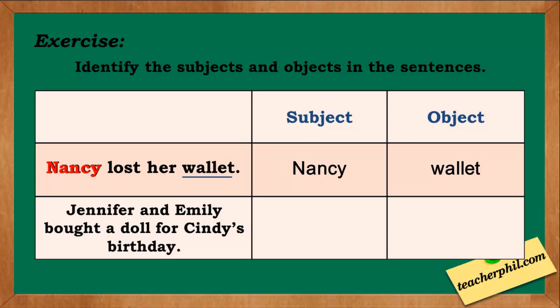Second one: Jennifer and Emily bought a doll for Cindy's birthday. What is the subject here? The answer is Jennifer and Emily. They are the ones doing the action. How about the object? The answer is the doll. It is the one receiving the action.